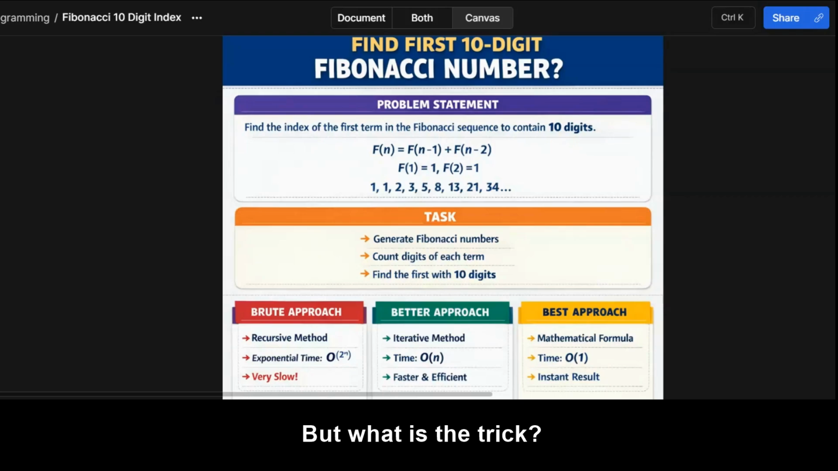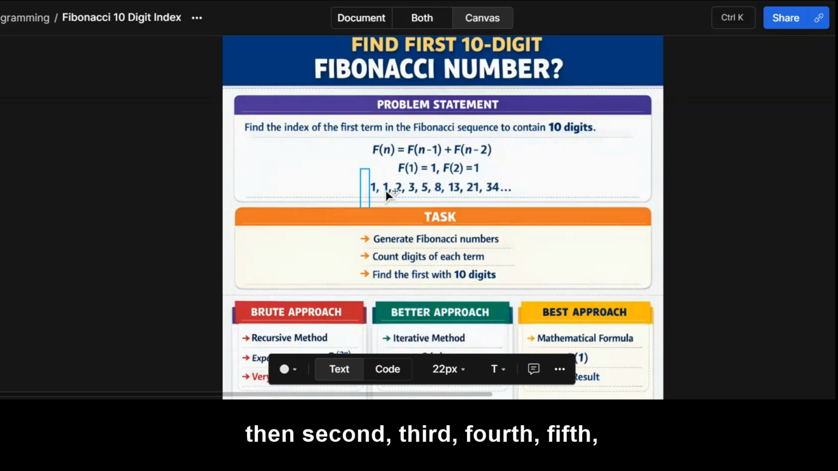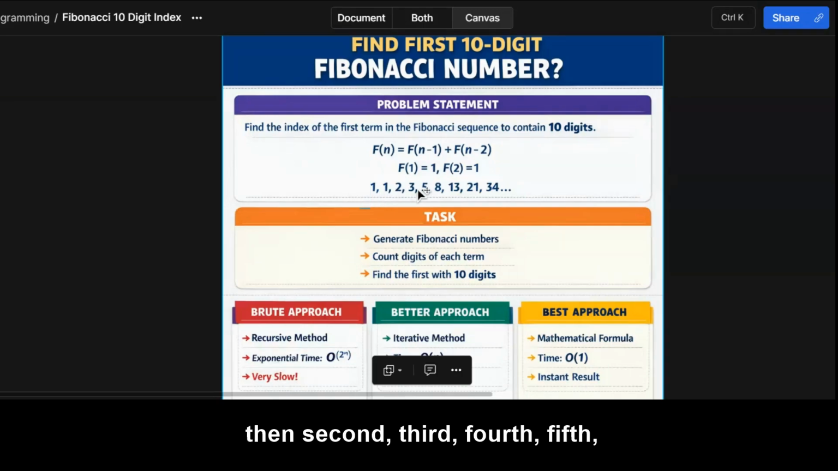But what is the trick? What do they want to ask you here exactly? You can see that all the other numbers are single digit, and here 13 is a two-digit number. Which index does it come at? Suppose this is the first index, and second, third, fourth, fifth, sixth, and seventh. At the seventh index, we got the 13.